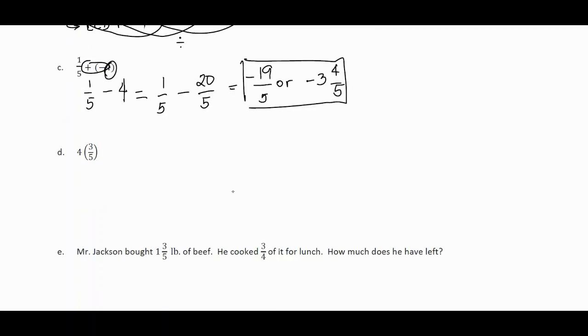Next one, letter D. Pretty simple, multiplying. Remember that if there is no operation in between the parentheses and the number, it's multiplication. So how do we multiply an integer to a fraction? Just multiply the numerators. What is 4 times 3? 4 times 3 is 12 over, copy the denominator, which is 5. Because this is an improper fraction, we change it into a mixed number, which will be 2 and 2 fifths.